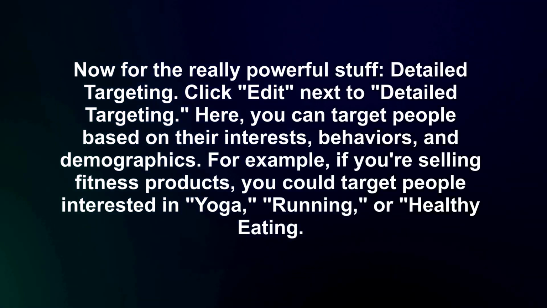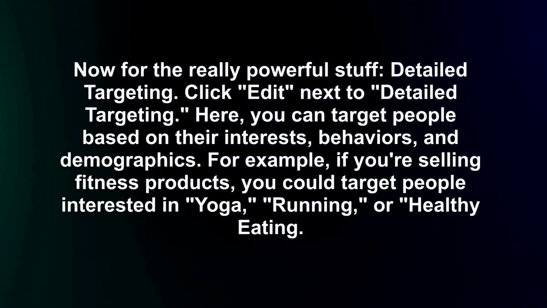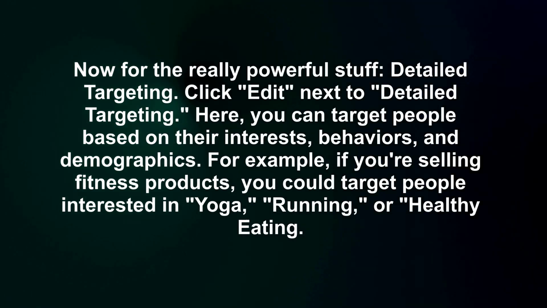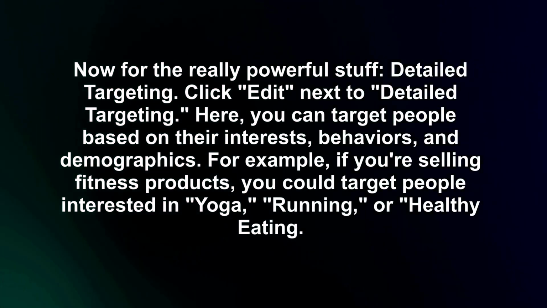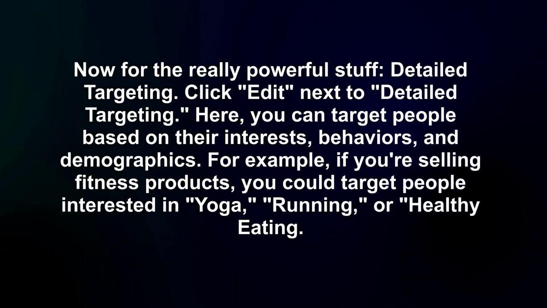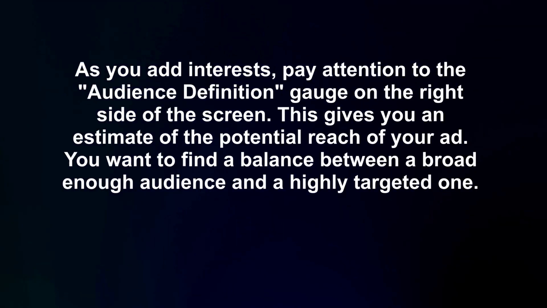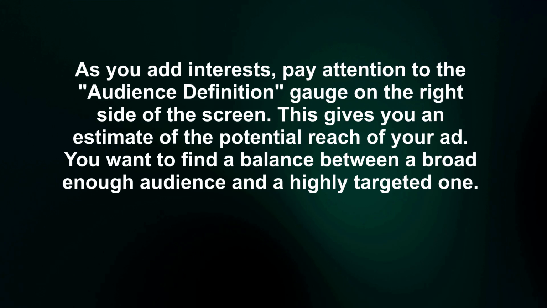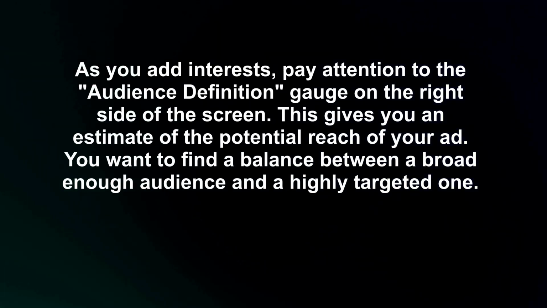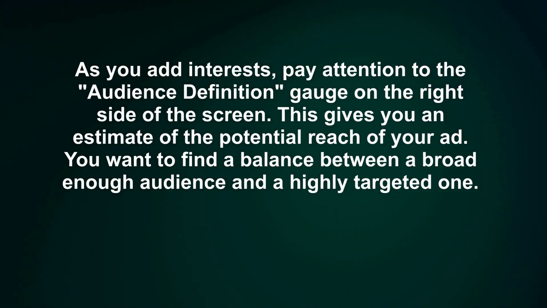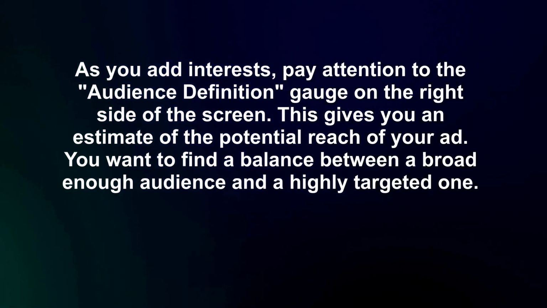Now for the really powerful stuff, detailed targeting. Click Edit next to detailed targeting. Here, you can target people based on their interests, behaviors, and demographics. For example, if you're selling fitness products, you could target people interested in yoga, running, or healthy eating. As you add interests, pay attention to the audience definition gauge on the right side of the screen. This gives you an estimate of the potential reach of your ad. You want to find a balance between a broad enough audience and a highly targeted one.